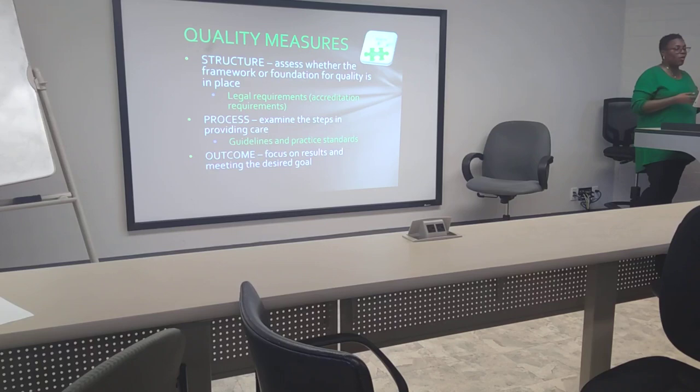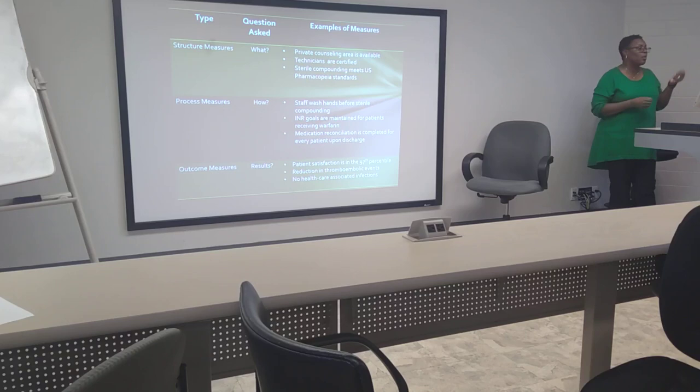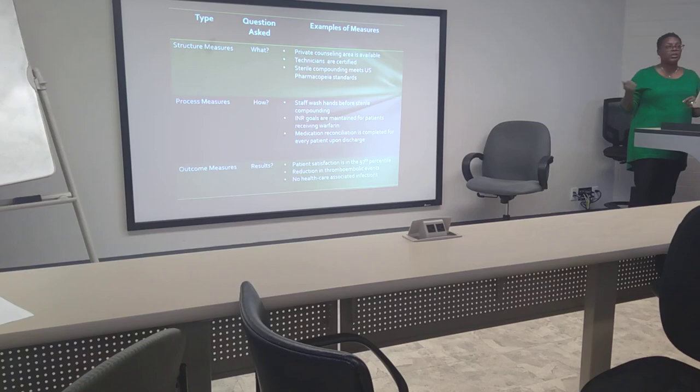So you want to make sure that with the structure, the question is asked, is the framework in place? The structure, as far as legality, private counseling areas available, we know that that's necessary in retail pharmacy space, that technicians are certified, that sterile compounding meets the U.S. Pharmacopeia standards. All of those are your structure and your basis for moving forward. The process measures are the how. How do we make sure that what we put in place, or from a legal standpoint, is being done?